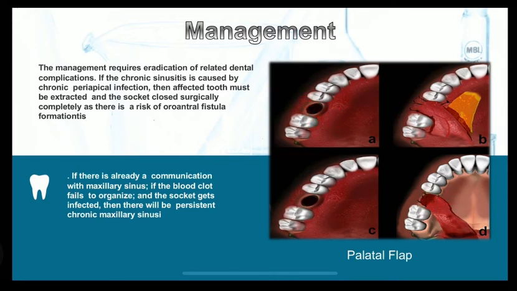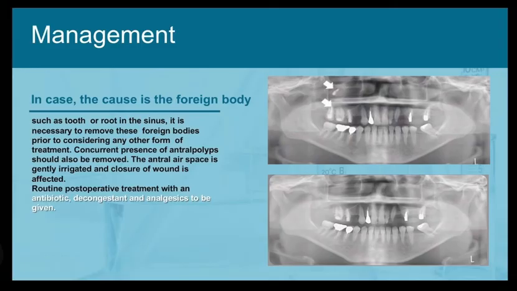If there is already a communication with the maxillary sinus, if the blood clot failed to organize and the socket gets infected, then there will be a persistent chronic maxillary sinusitis. Here there is a management of a chronic sinusitis when the cause is a foreign body that is inserted inside the maxillary sinus. Such as a tooth or root in the sinus, it is necessary to remove these foreign bodies before considering any form of the treatment.